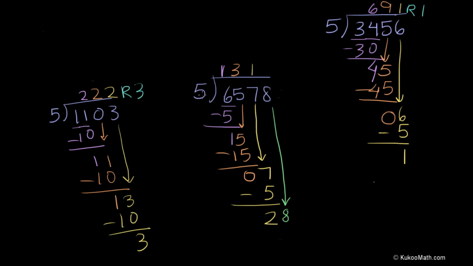The closest we can get to 28 is 25, which is 5 times 5. So 5 goes in the last spot, and we multiply 5 times 5 is equal to 25. We subtract, and then we get 3. Since we can't do any more division, 3 is our remainder. So the answer we get is 1,315, remainder 3.